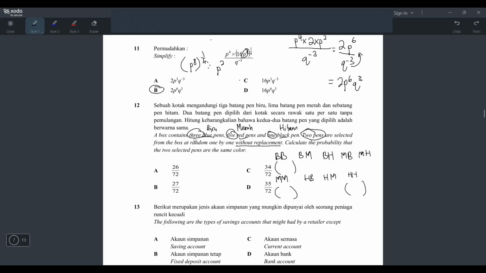So let's do the biru probability. Total, 3 blue pens, there are 3, but how many are there in total? 3 plus 5 plus 1, which is 9. But when you take the second blue, it will be over 8 because you have to minus 1.